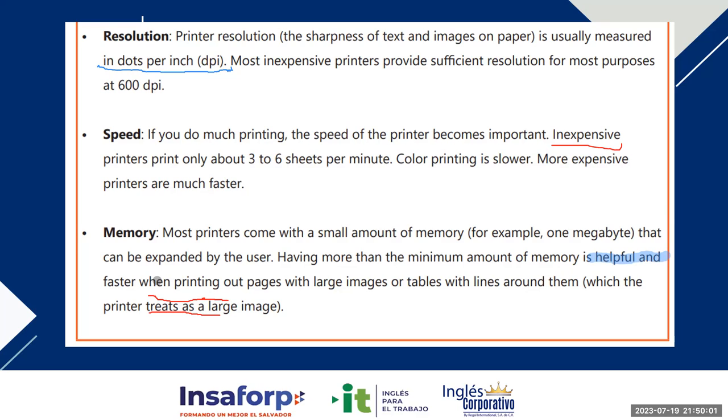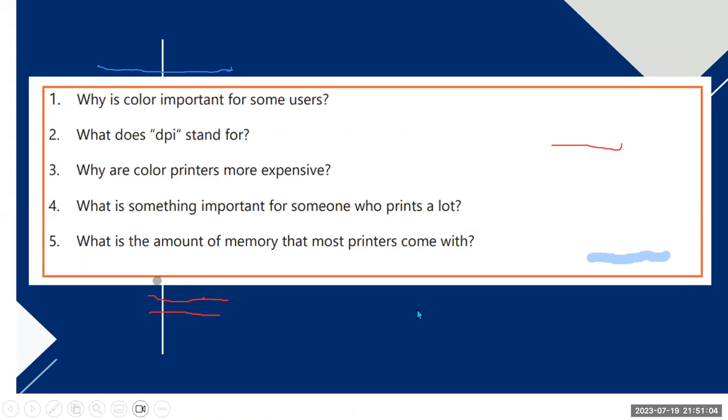Memory. Most printers come with a small amount of memory, for example, 1 megabyte. That can be expanded by the user. Having more than the minimum amount of memory is helpful and faster when printing out pages with large images and tables with lines around them, which the printer treats as a large image.